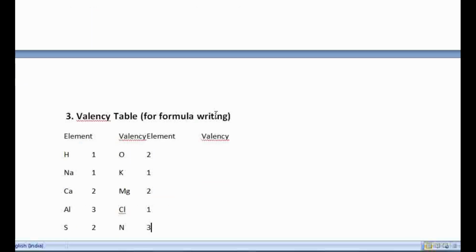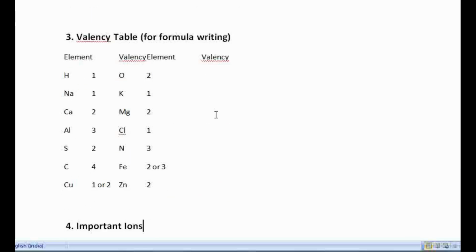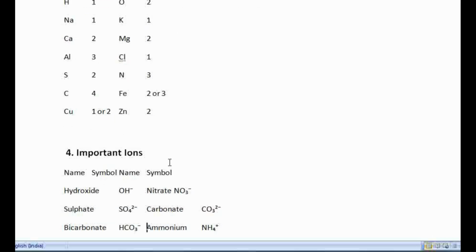And the third important concept is the valency table for writing formulas. How to write formulas with the correct ionic numbers. With this valency number you can do them. Here you can see element and valency. I categorized them like that. Element H valency 1, Na 1, Ca 2. Like that, read all of them. And the fourth important concept is important ions.